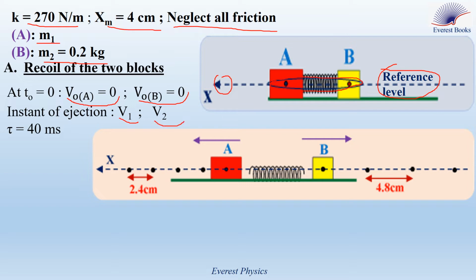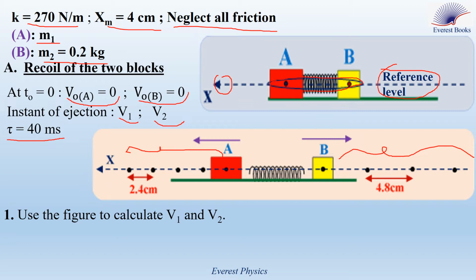Figure 2 shows the trajectories of A and B after ejection. Here is the trajectory of A and here is the trajectory of B. The time interval separating any two successive dots is equal to 40 milliseconds, or tau equal 40 milliseconds. Now use figure 2 to calculate v1 and v2. Take into consideration that v1 is the algebraic value of A and v2 is the algebraic value of B.